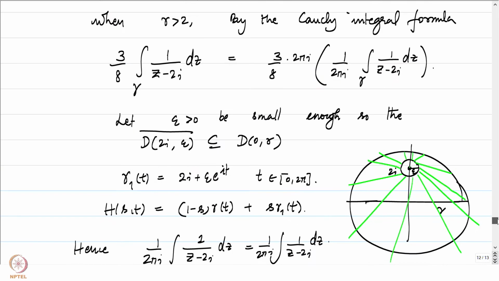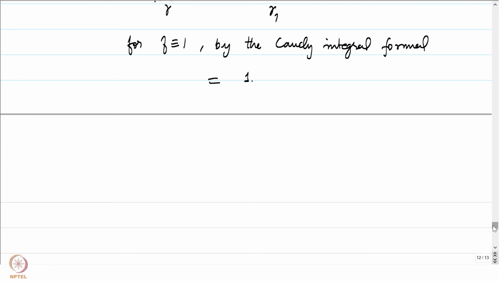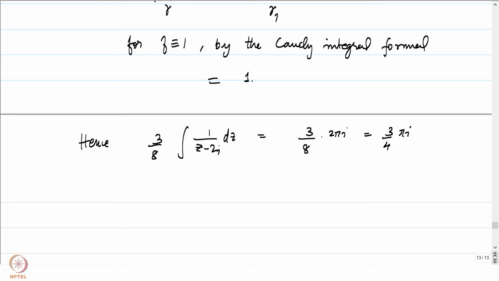So let's go up and check what we have established. We have established that this quantity is equal to 1, and therefore we are ending up with 3 by 8 times 2 pi I. Hence 3 by 8 times the integral of 1 by z minus 2i dz is going to be equal to 3 by 8 times 2 pi I, which is equal to 3 by 4 times pi I. Similarly, we will have 3 by 8 times the integral over gamma of 1 by z plus 2i dz also equal to 3 by 4 times pi I.